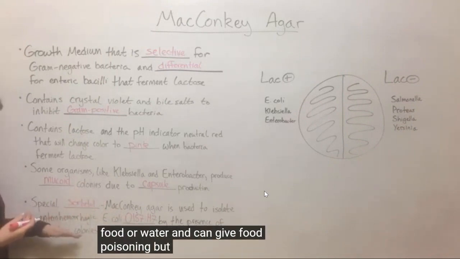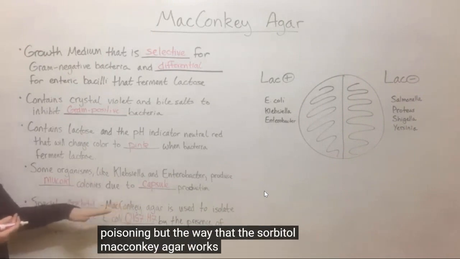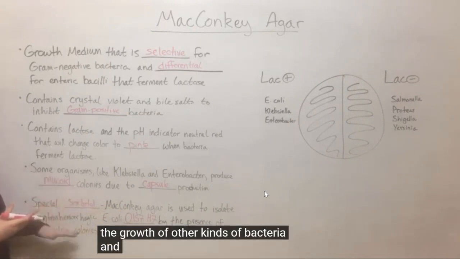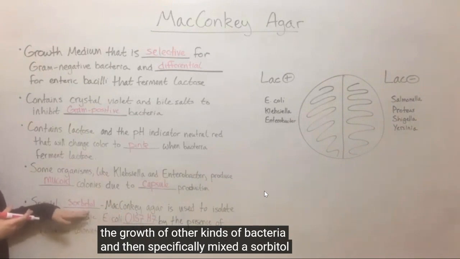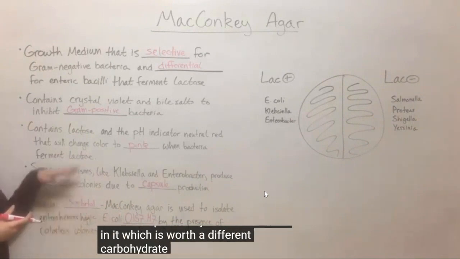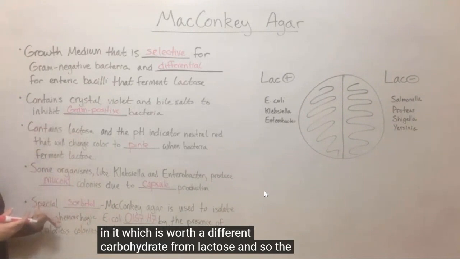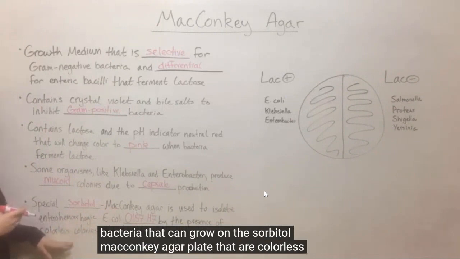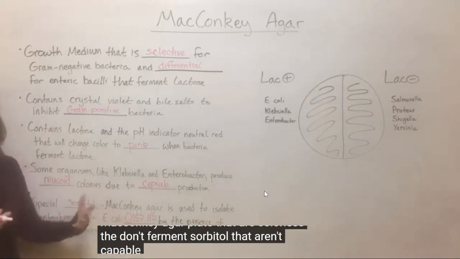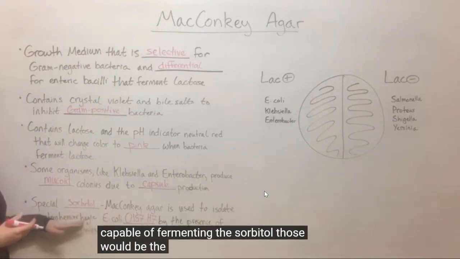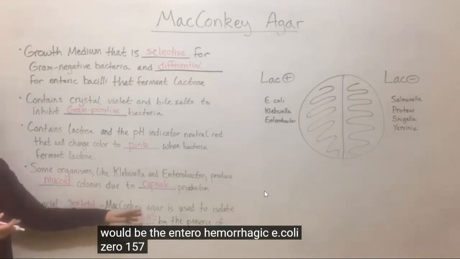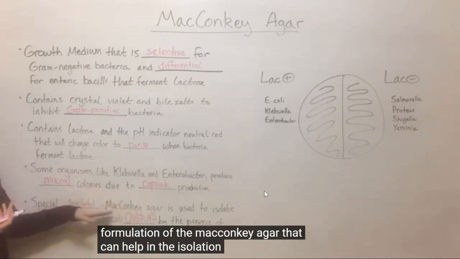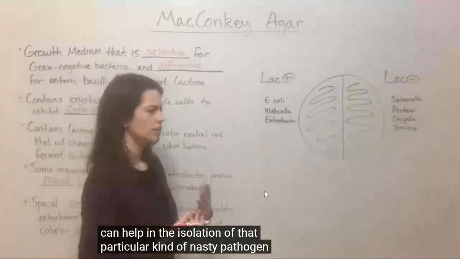food. But the way that the sorbitol MacConkey agar works is it has various inhibitory components to inhibit the growth of other kinds of bacteria. And then specifically, it's got sorbitol in it, which is a different carbohydrate from lactose. So the bacteria that can grow on the sorbitol MacConkey agar plate that are colorless, that aren't capable of fermenting the sorbitol, those would be the enterohemorrhagic E. coli O157:H7. So this is just a special formulation of the MacConkey agar that can help in the isolation of that particular kind of nasty pathogen.